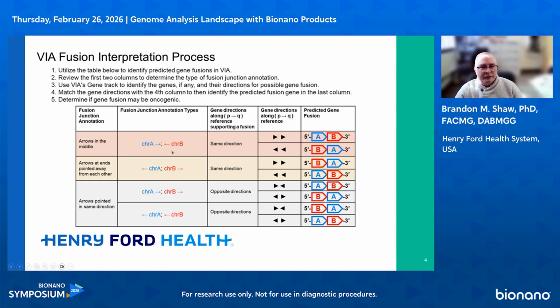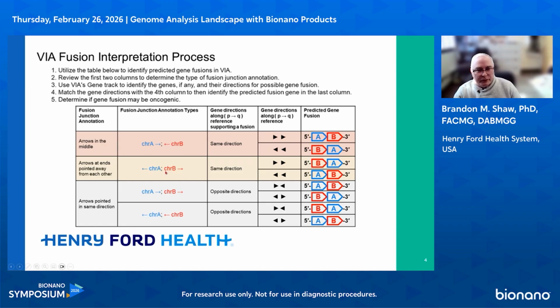that allows us to assess these fusions in a manner where, if I know my fusion junction annotation gene types, right, the arrows are going towards the middle and my arrows are going out. So this is that situation. I know that my genes along the P to Q reference are both going this way. So I would be looking in this top box here and in this one here for the ones where they're going in opposite directions. The way this A to B is set up is the lower chromosome would be A. So chromosome 15 would be A, chromosome 17 would be B.